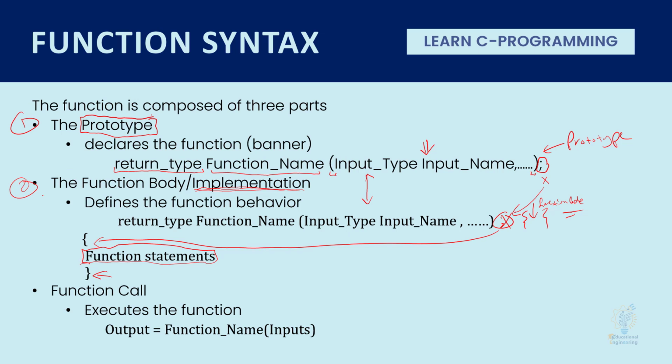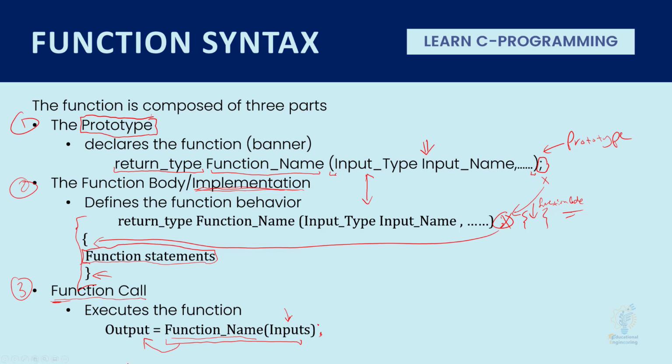Now, this is the second part, which is basically writing down the function itself with the code that we need to execute. Now, the third part is the function call. The function call includes the function name and any inputs between the two parentheses. And if it returns something, we need to store the data that this function returns inside a variable. Now, if it does not return anything, we don't need to store anything.